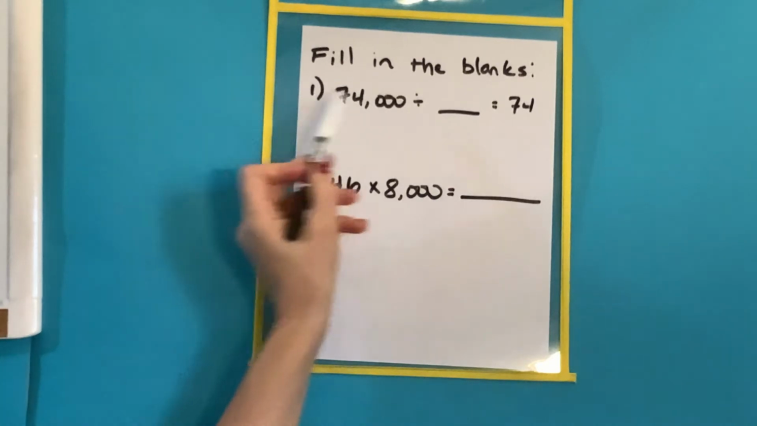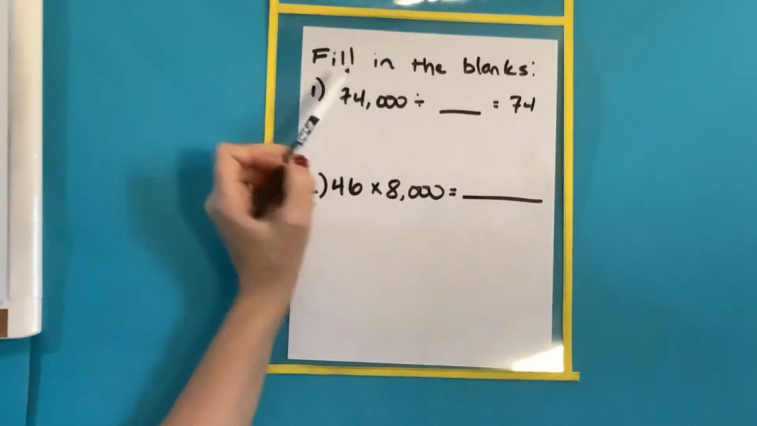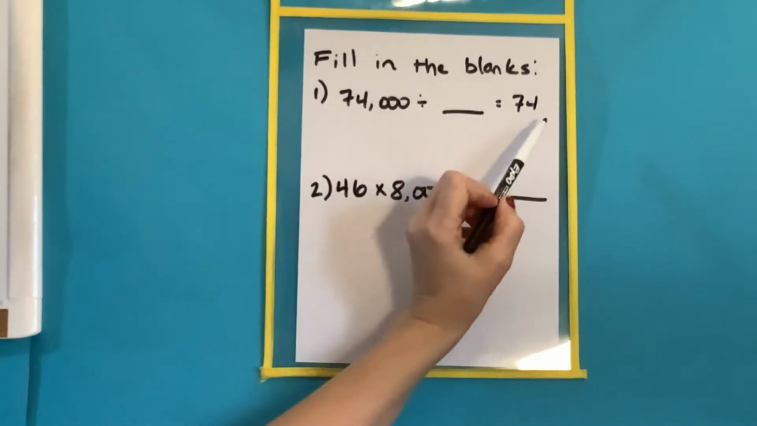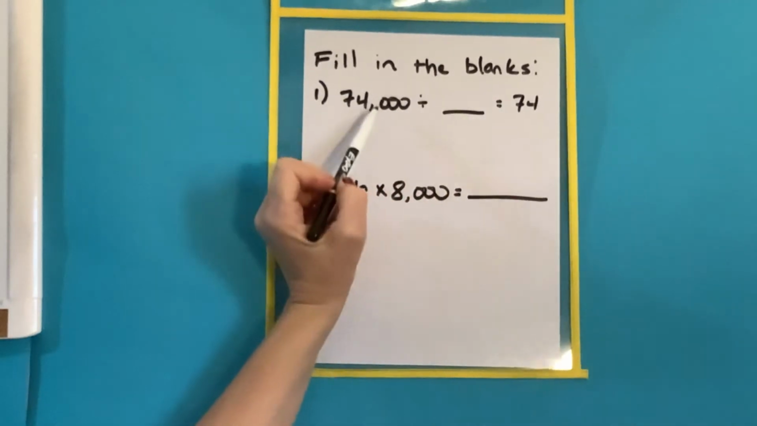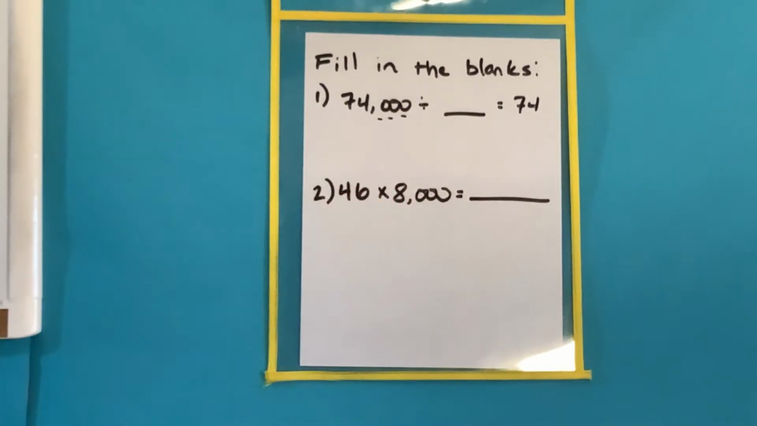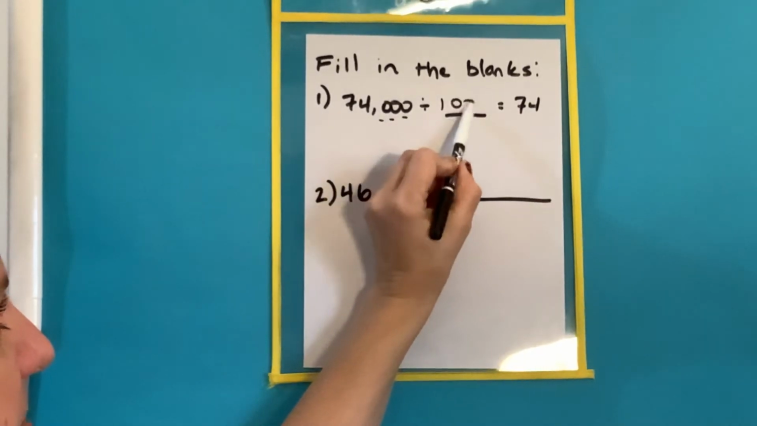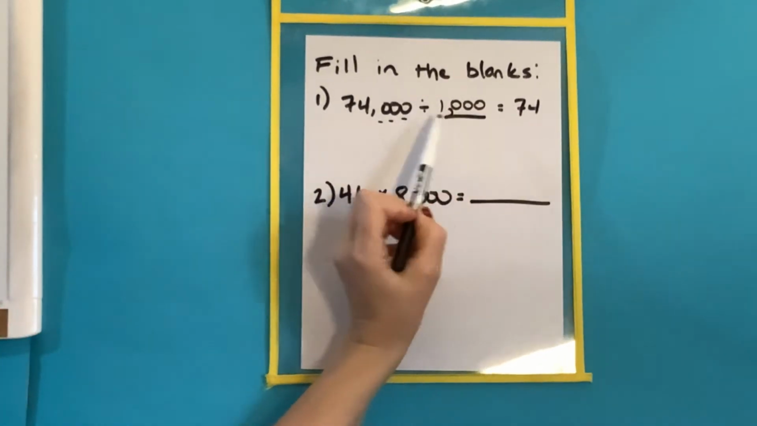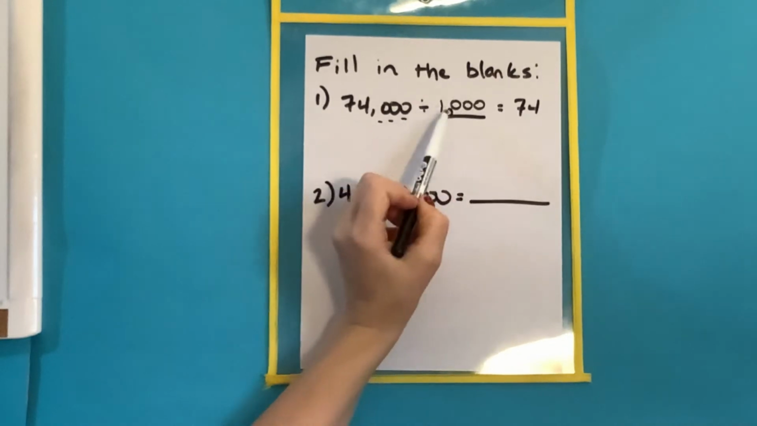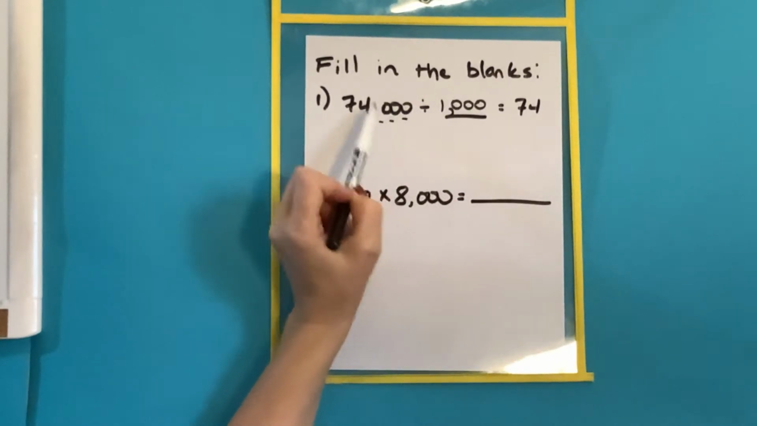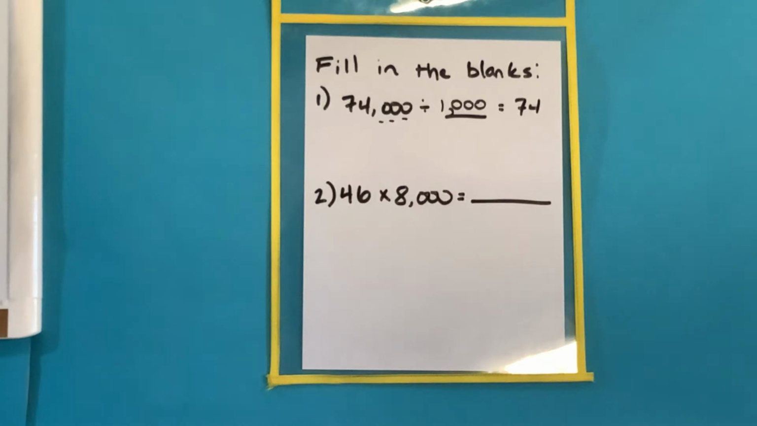So fifth graders, when I think about this division problem, I see that I have a 74 in each place, and the difference is 3 zeros. And I would remember that when I'm removing zeros through division, that's how many zeros I want to be dividing by. So we want to have divided by 1,000 because it has 1, 2, 3 zeros, and we got rid of 1, 2, 3 zeros.